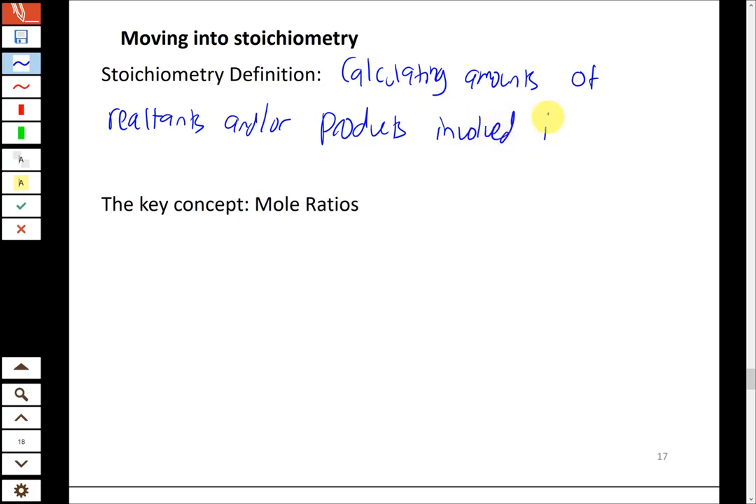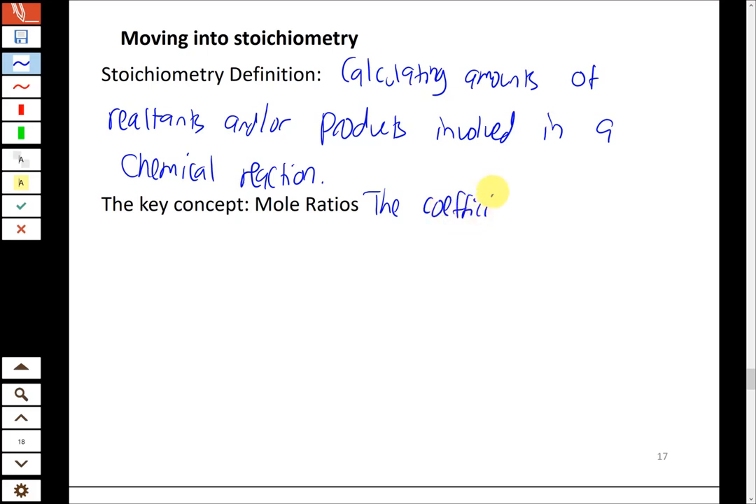That are involved in a chemical reaction. And the key thing that we need for stoichiometry, there's going to be several variations. We're going to learn some of them in this chapter, more of them in the next chapter. A lot of different variations on stoichiometry problems, but the key is going to be what are called mole ratios. And these are going to come from the coefficients of the balanced equation.